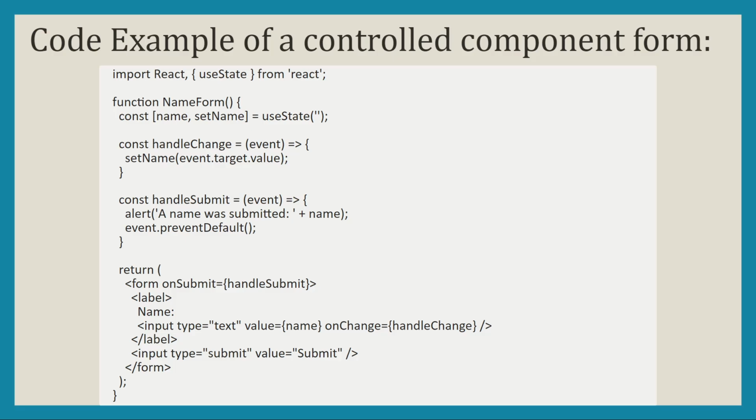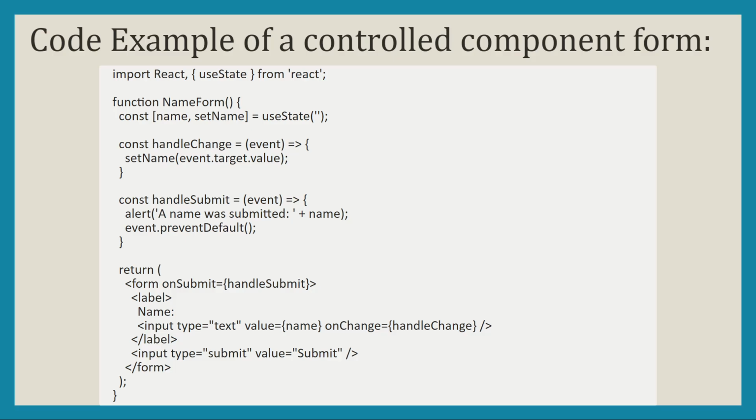Next is state initialization with useState. I have mentioned this before, right? The useState hook is called with an initial state value of an empty string. The useState returns an array with two elements: the current state value, name, and a function to update the state, setName. Okay, so next what we'll do is the handleChange function. This function is called whenever the value of the input field changes. It takes an event object as its argument and updates the state with the new value of the input field.